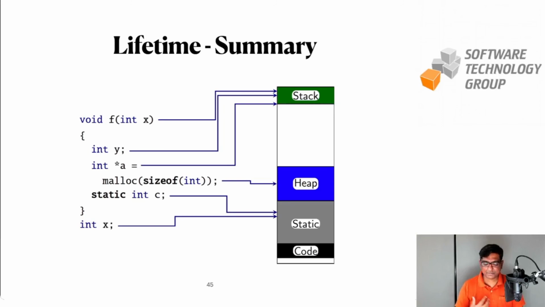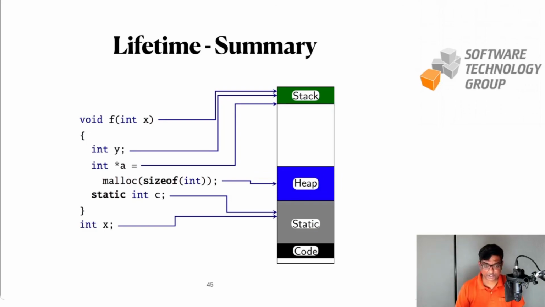So here's a summary. Here's an example which summarizes the different kinds of lifetime for the different kinds of variables that we saw. Here's a simple C program. It has a function f, which takes in a parameter x. Inside it locally defines one integer variable called y, and another variable called a, which is a pointer that points to a memory location, allocating enough memory to store one integer. Then you're defining one more static variable in C, and then finally there's a global int x.